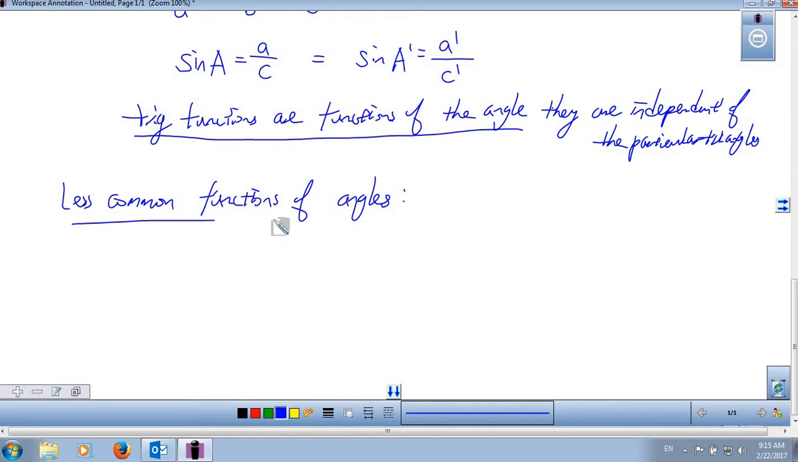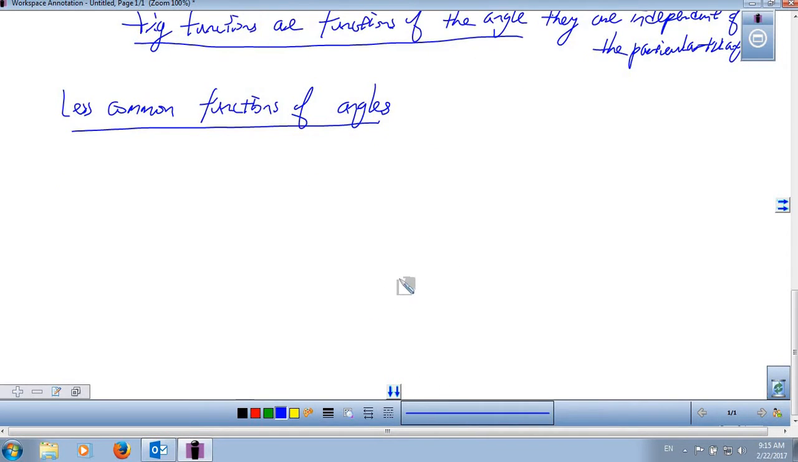So we have talked about the common ones: sine, cosine, tangent, secant, cosecant, cotangent. But there are some less common ones that you may run into in the future. I just want to show them to you to give you a little bit of an idea. They are more useful in engineering, advanced geometry, and other advanced topics. One is called the versine.